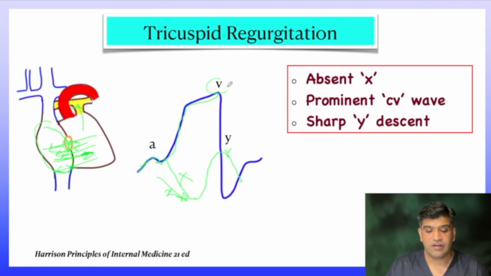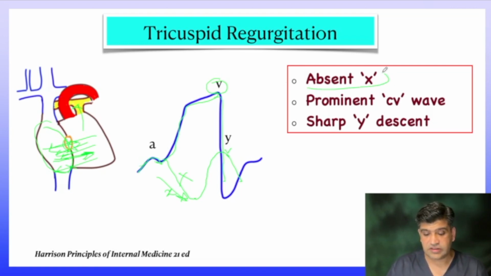And at V, the tricuspid valve opens, the pressure drops, and the RA empties into the RV. So since the RA never empties, there is no X wave in tricuspid regurgitation. The RA never completely empties. So in tricuspid regurgitation, we have absent X.